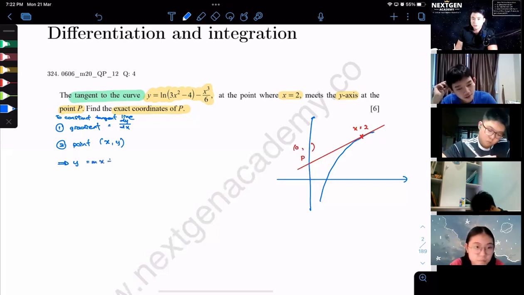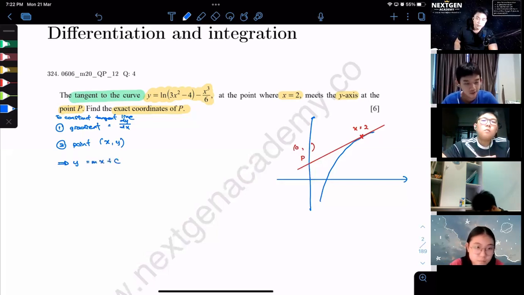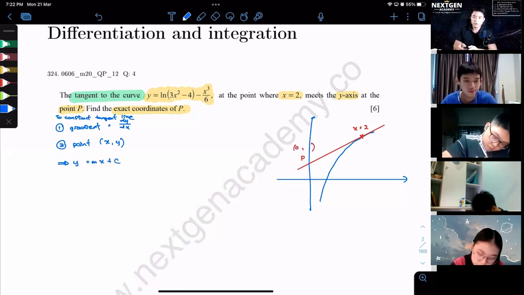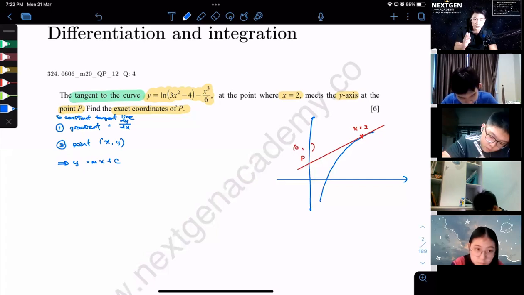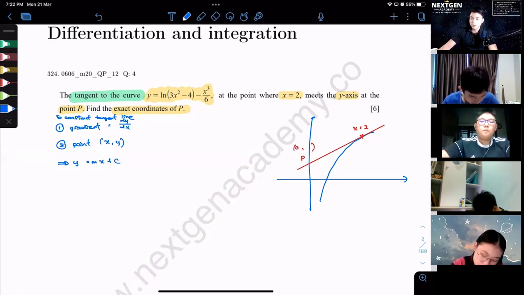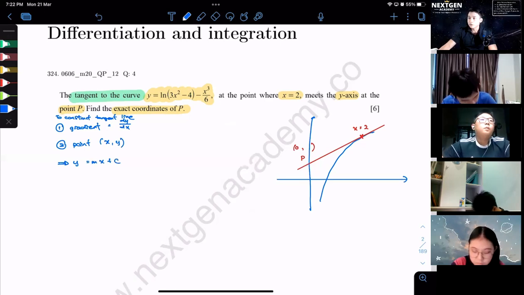I give you all 3 minutes. Try to do this first without my help. Go and find dy/dx, and then at this point where x equals 2. So I want to construct this at x equals 2 first. If you don't know, just do until wherever you are stuck first. I just want you all to try.